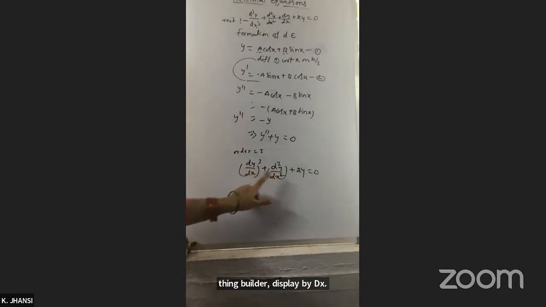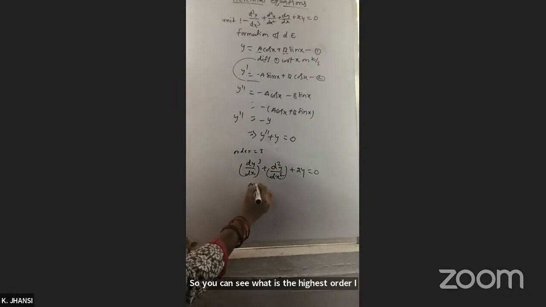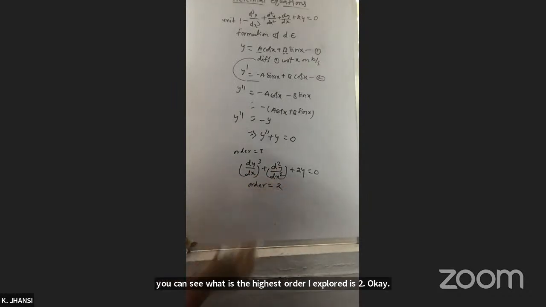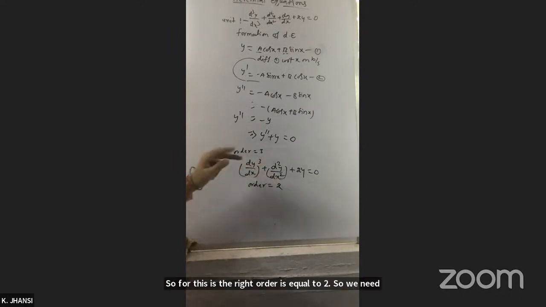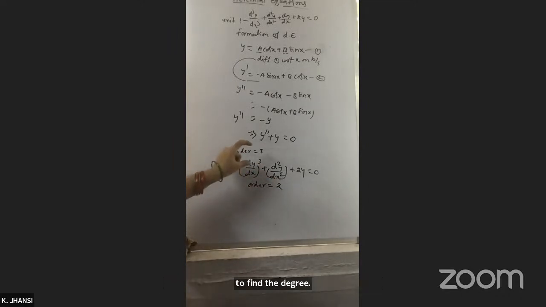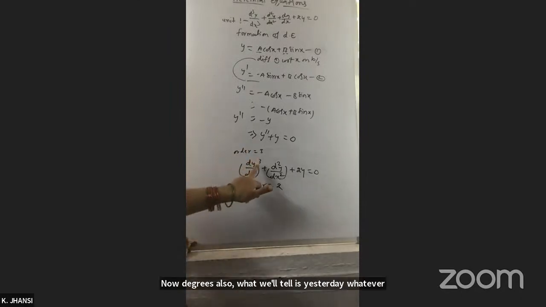So you can see what is the highest order. The highest order is 2. So for this you can write order is equal to 2. So we need to find the degree. Degree is also, whatever the highest power is there, that you will tell as the degree of that one. Here the power is 3.